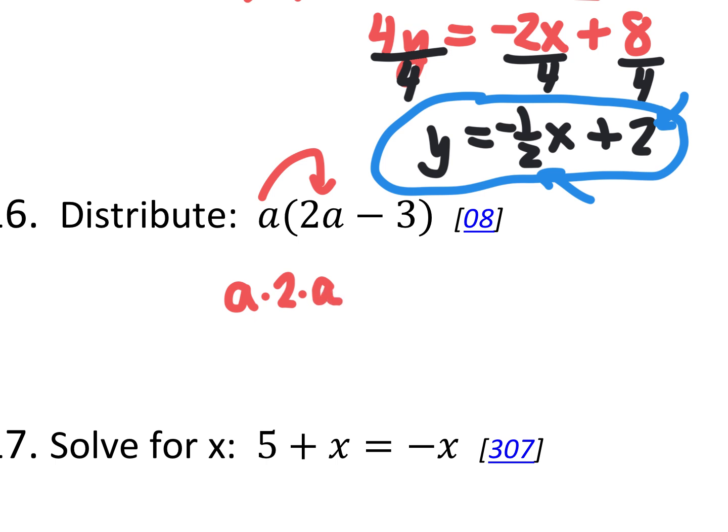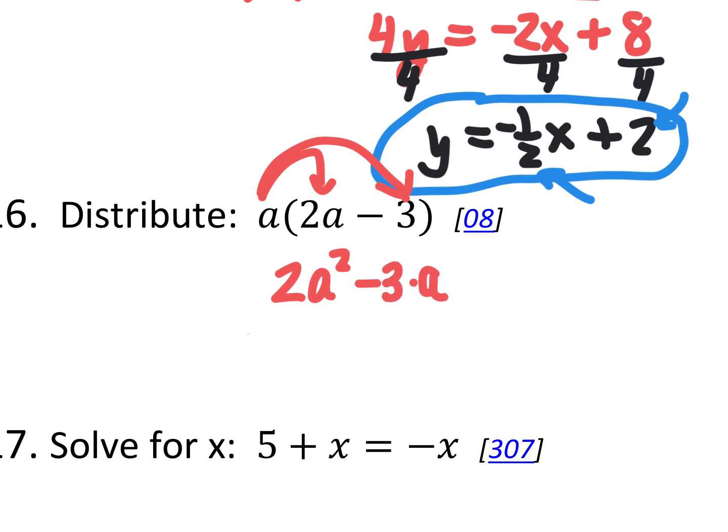And then if you just rearrange that and put the 2 in the front, because you can do that, there's a property of math that's called the commutative property. It says you can do that. Then it's really just 2 times a times a, which is really 2a squared. Okay, so this is 2a squared. Now you take the a times the negative 3, and you get negative 3 times a, or negative 3a. And that is how to distribute that kind of problem.